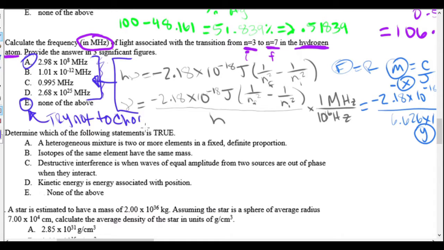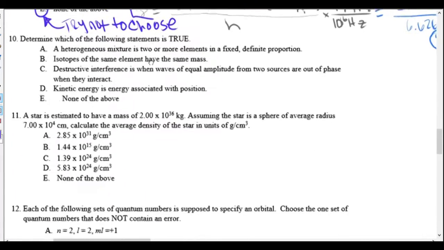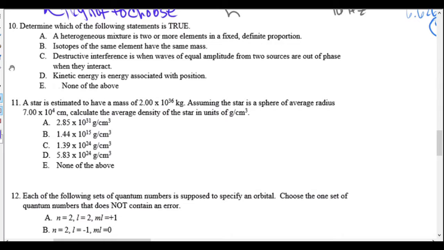So try not to choose it. If you get like 2.96 or 2.97 times 10 to the 8th megahertz, choose A. Like that, it's not none of the above, it would be this. That means you put in something wrong, or there's something different, but it's not that bad. Now if you get like 3.76 or something, something went wrong with you, or it is none of the above. But like I said, it's pretty rarely none of the above.